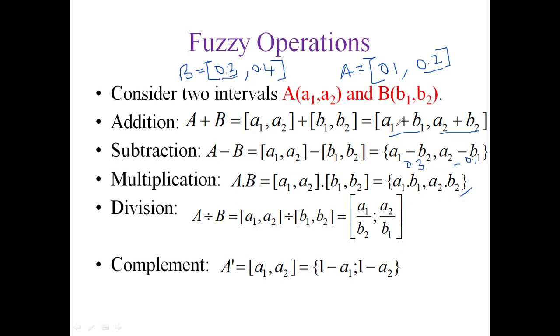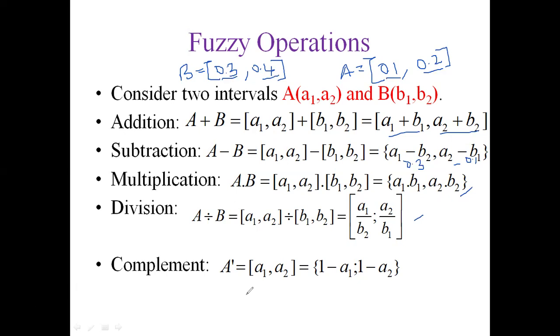For division, it will be A1 divided by B2. A1 is 0.1 divided by 0.4. This is the first coordinate. And the second coordinate is A2 by B1. A2 is 0.2 divided by 0.3. So likewise, the coordinate system will be mapped. These basic mathematical operations are used to determine how we are able to perform interval analysis.